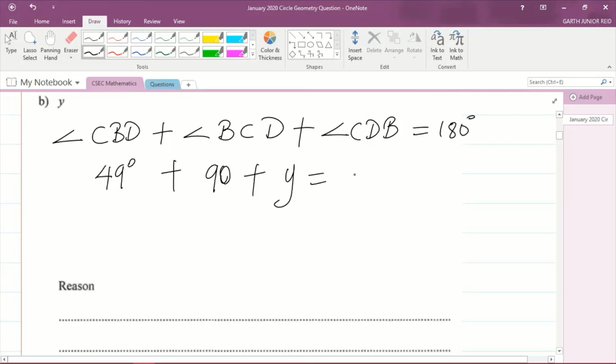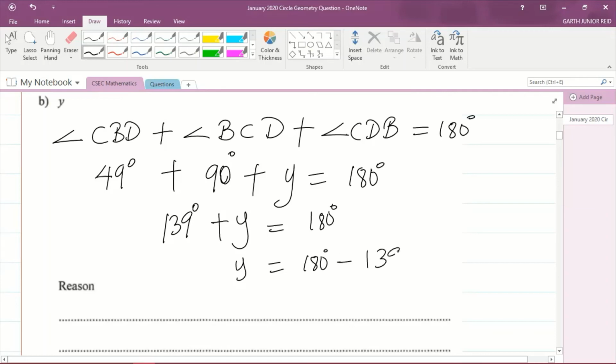And when we add those three angles, we get 180. So 49 degrees plus 90 degrees is 139 degrees, plus y equals 180 degrees. To find the value of y, I'm going to subtract 139 degrees from both sides of this equation. On the left-hand side, I will have y remaining, and on the right-hand side, I will have 180 degrees minus 139 degrees. So y equals 180 degrees minus 139 degrees. That is going to give me 41 degrees. Okay, good. And that is my answer.